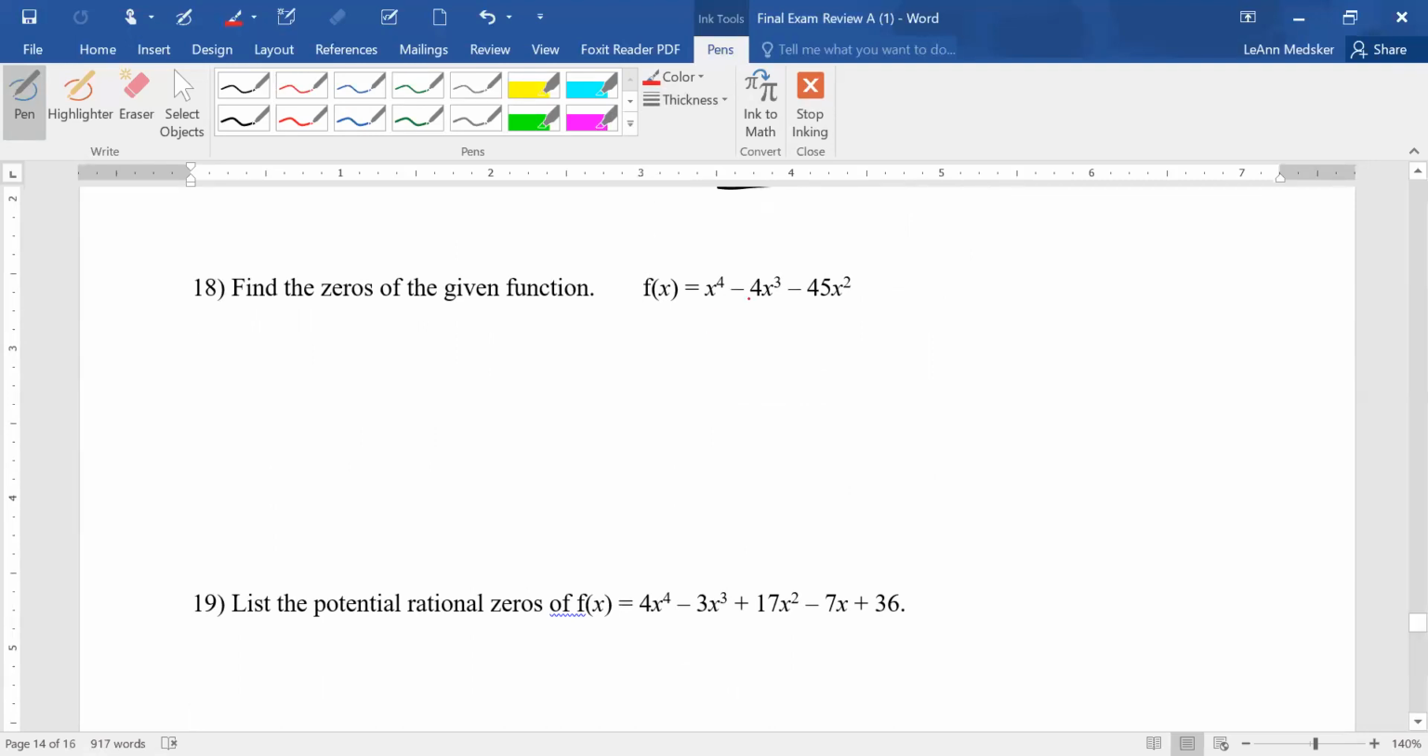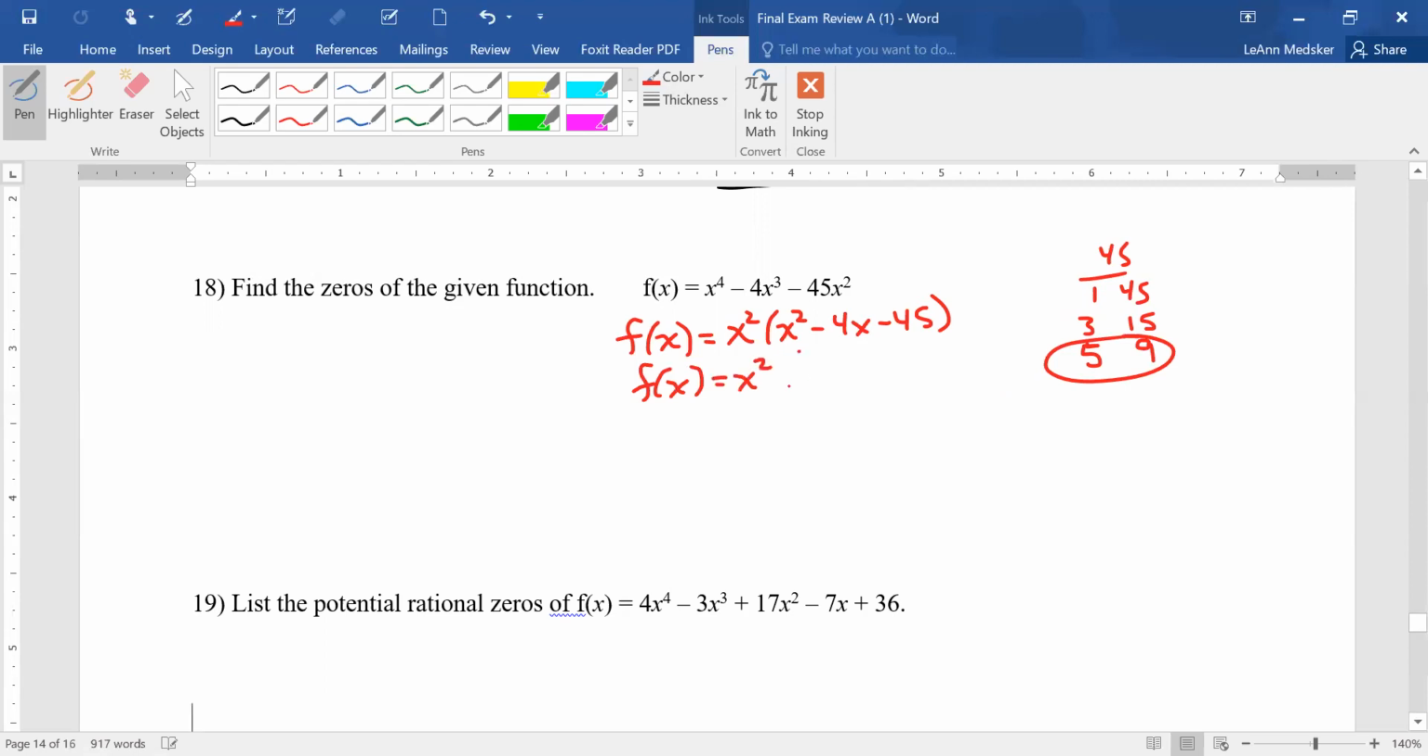So for this one, we need to try maybe to pull out the x squared first, since there is a GCF. That would leave me with x squared minus 4x minus 45. Let's see, 45's factors are 1 and 45, 3 and 15. 4 does not go, 5 and 9, which will give me a difference of 4. So f of x is x squared times x minus 9 to make a -4 in the middle, and x plus 5. So it multiplies to -45, adds to -4. x squared does give me a 0. We get x equals 9 and we get x equals -5.